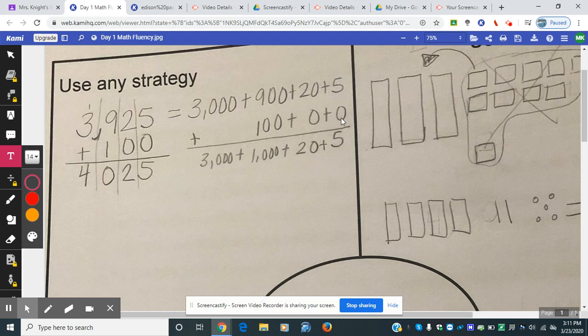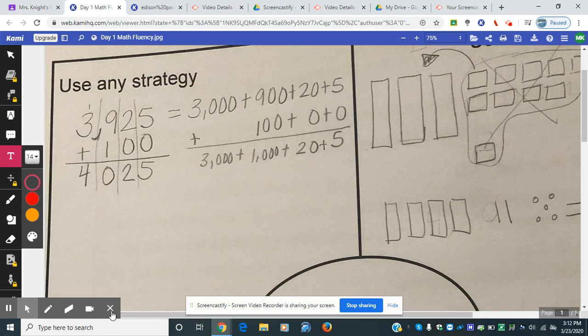5 ones plus 0 ones equals 5 ones. 2 tens, 20 plus 0 equals 20. Now into our hundreds place, 900 plus 100 equals 1,000, which she wrote like that. And our thousands place, 3,000 plus nothing equals 3,000. If you were to add them all together, 3,000 plus another 1,000 would be 4,000. 20 plus 5, 25. 4,025.